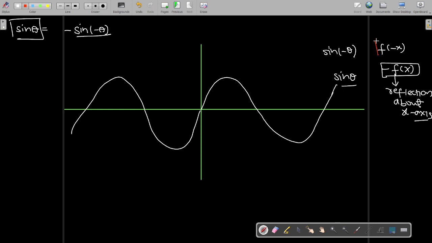No, this makes reflection about the y-axis. I told you in the previous class. This is reflection about the y-axis. So you have to make this as this. This thing is this thing reflected. However, in this case, both of them are going to be equal, so it will not matter. Even if you draw it like this, it's not an even function. Sine is not an even function.